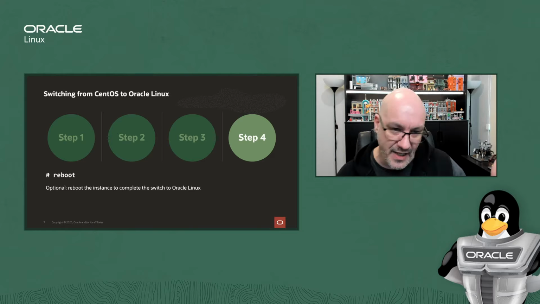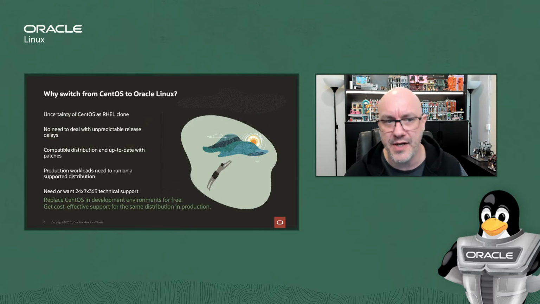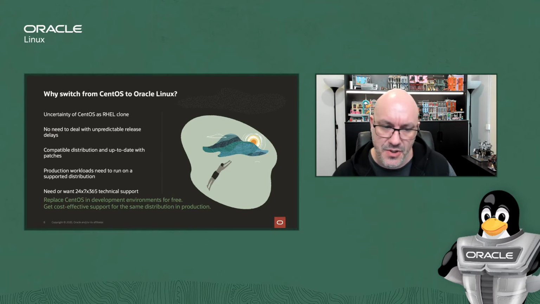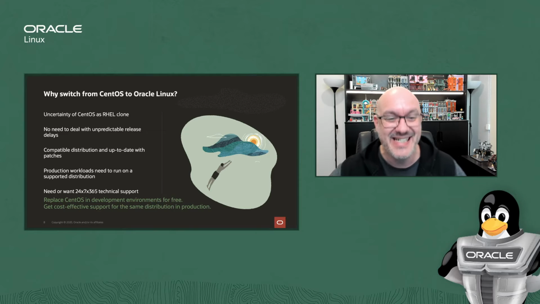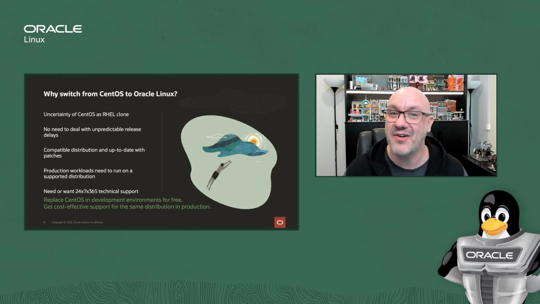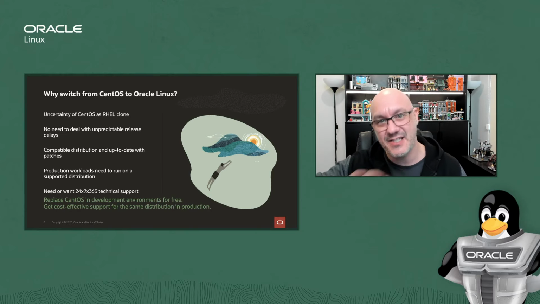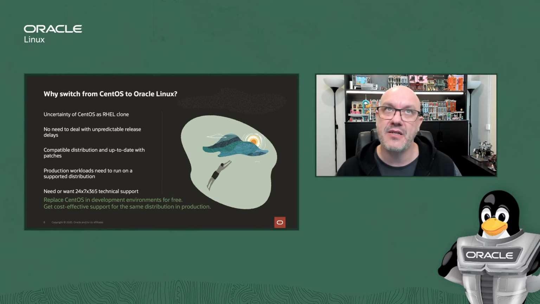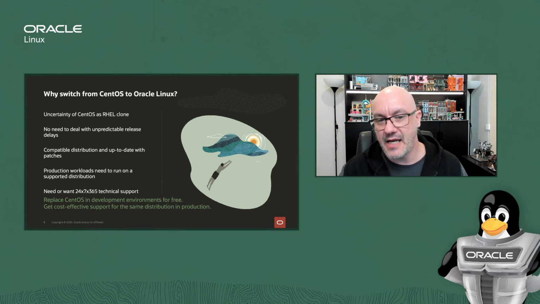So while that chugs away, let's talk about why you'd want to switch from CentOS to Oracle Linux. First up is the uncertainty of CentOS. It used to be that CentOS was a downstream rebuild of Red Hat Enterprise Linux, a lot like Oracle Linux is. Red Hat releases a package, CentOS rebuilds it, and it was a one-to-one or as close to one-to-one mapping as you could get.